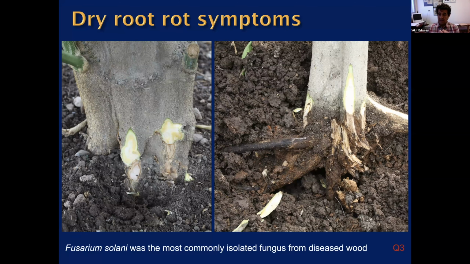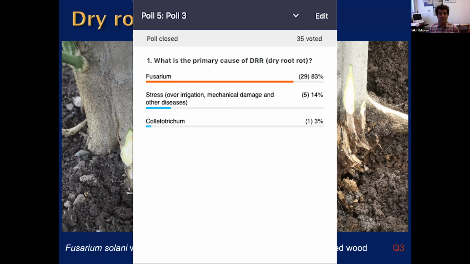That's also an indication that you can have an idea of what's going on at the soil level. So let's bring up our third question. What is the primary cause of dry root rot? Is it Fusarium? Is it stress, including over-irrigation, mechanical damage, or other diseases, or Colletotrichum?